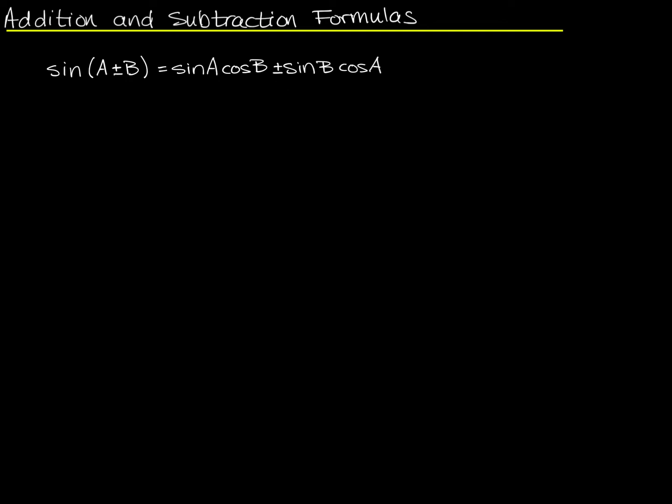The next one is the cosine of the sum of two angles. And that's equal to the cosine of A times the cosine of B. And then we have the sine of A and the sine of B. But where the sine has a sum here and a sum here, the cosine has a sum here and a difference here. There we go.